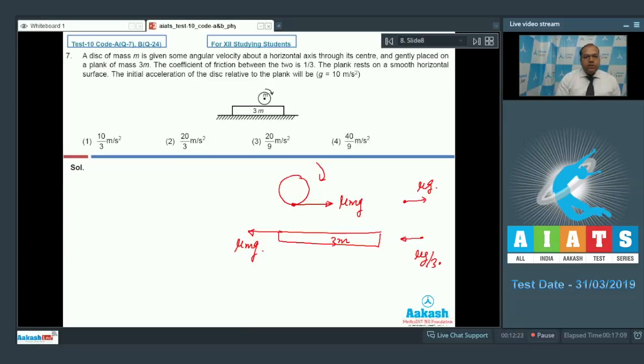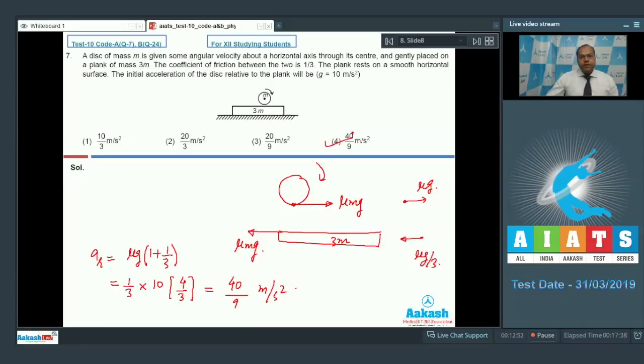Now I have to find the initial acceleration of the disk relative to the plank. So relative acceleration would be μg into (1 + 1/3). If I substitute the data, the value of μ is 1 by 3, the value of g is 10, and this is 4 by 3. So it comes out to be 40 by 9 meters per second squared. So option 4 is the correct answer.